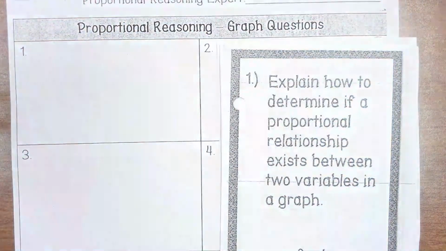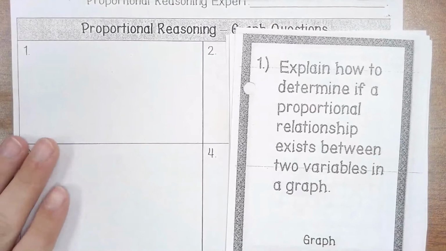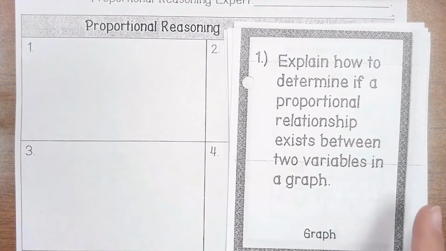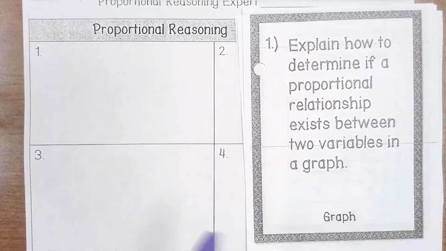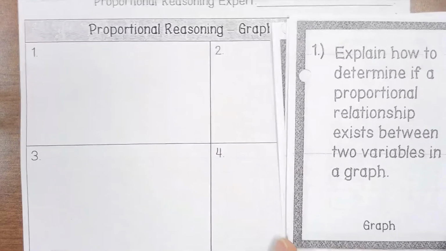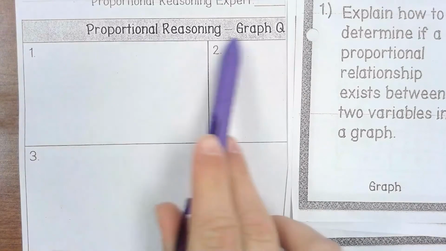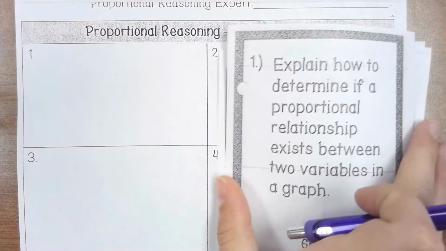Today we are going to be going through our proportional reasoning topic over graphs and tables and equations and some ratios. So this is just a good review over everything that we have talked about so far. I have these little task cards here, so I am going to put them into their boxes that go with each one of them. The first ones that we're talking about are graphs. So I'm on my proportional reasoning graph questions, and this is question number 1.